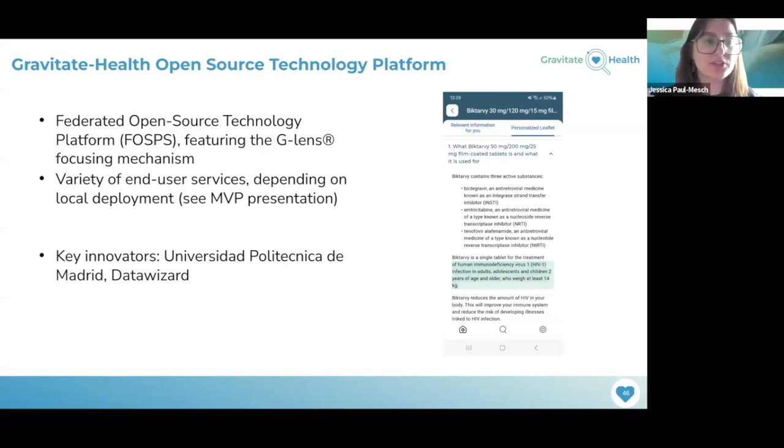So as you can see, there's really a huge potential for a variety of end-user services that will then depend on the local deployment, which you could see in the MVP presentation. And because of this, there's of course also a variety of possible business models that we're currently considering as a project. And to gauge also your interest and learn about opportunities that you could also see for the services that we have developed as a project, we can dive deeper into your ideas for that in the co-creation session that will follow just after this.